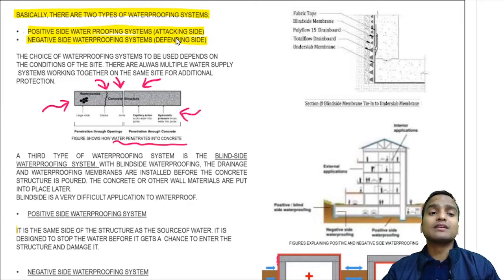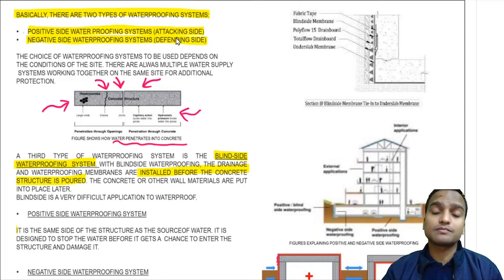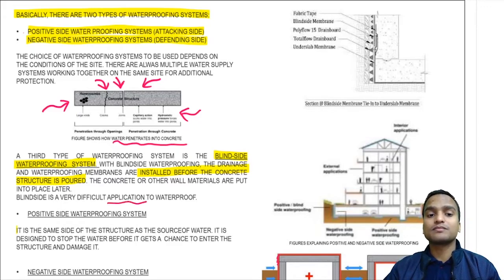Alright. So a third kind of waterproofing system is also famously known as blind side waterproofing system. In this system the drainage and the waterproofing membranes are installed before the concreting of the structure. Now the concrete or other walls are put into place later on, and it is a very difficult application to waterproof in this way. So in most cases we do positive side waterproofing system, and if not, then we have to do negative side waterproofing system.